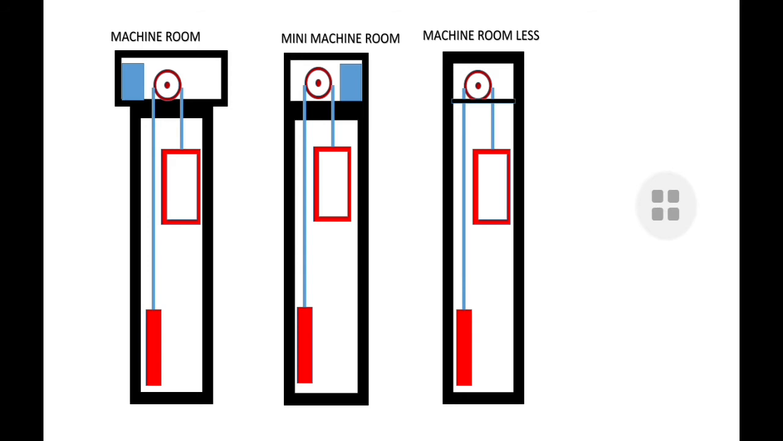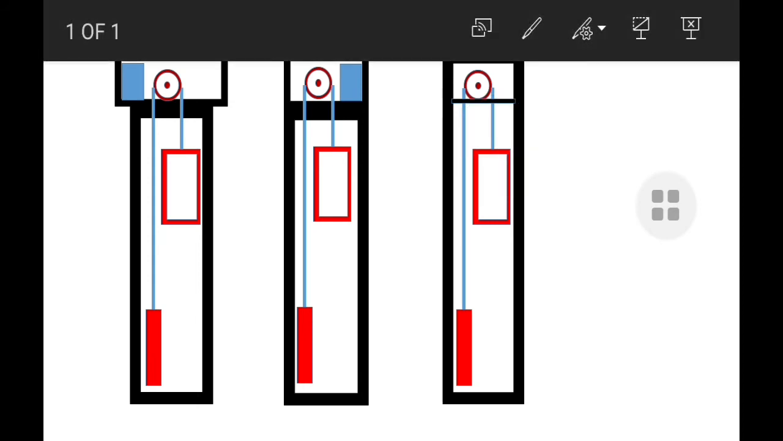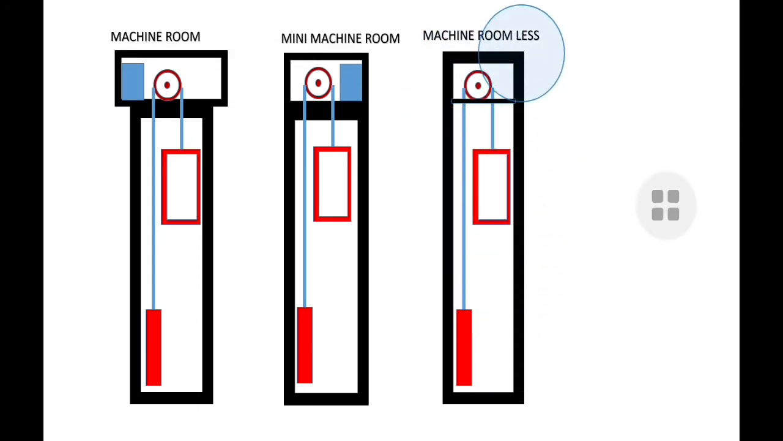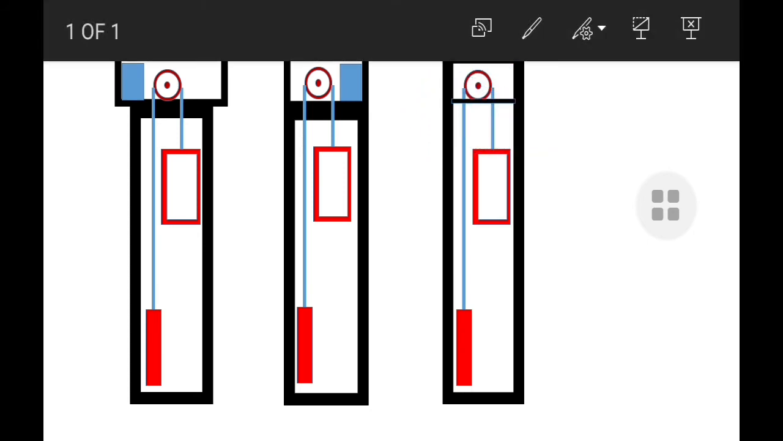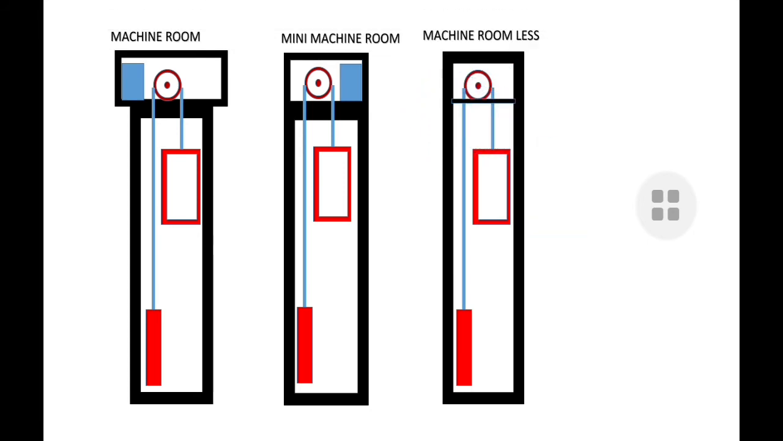And in the MRL case, so this is our MRL elevator. This is the entire shaft. Our machine is located on the ISMB beam or machine base. So the MRL elevator is now available. Advanced motor technology has reduced the size of machines. So in this system the machine is installed in the hoistway overhead. So this is our hoistway overhead. Thus the machine room is eliminated.